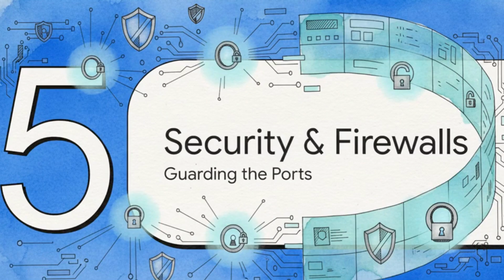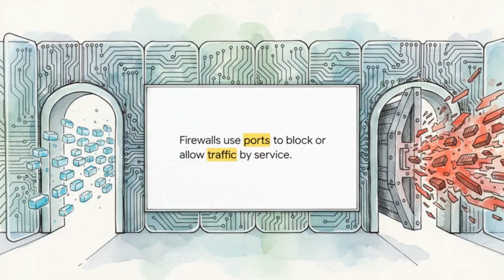Finally, Section 5, ports, security, and firewalls. Let's tie this whole numerical system directly to your device's security. Ports are the essential criteria firewalls use to manage, block, or allow traffic based on specific services. You see, your firewall isn't just randomly guessing what's safe in a chaotic wall of data. It is actively monitoring these precise port numbers to enforce access control lists. If you run a web server, your firewall knows to leave port 443 open, but if it detects a brute force attempt knocking on port 22, it knows exactly which door to slam shut. Basically, the firewall uses the port number as the ultimate ID badge.